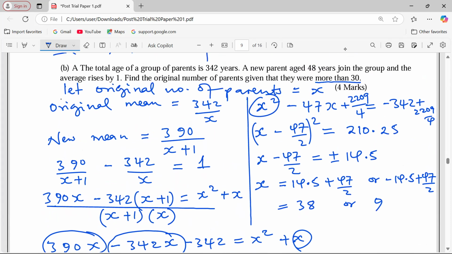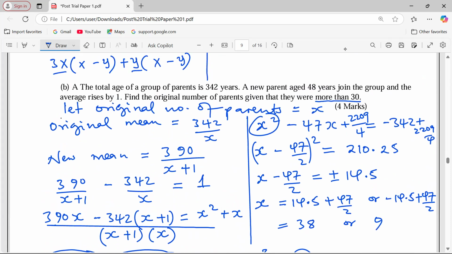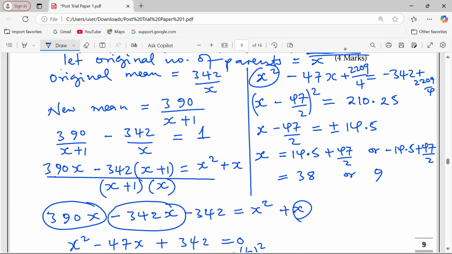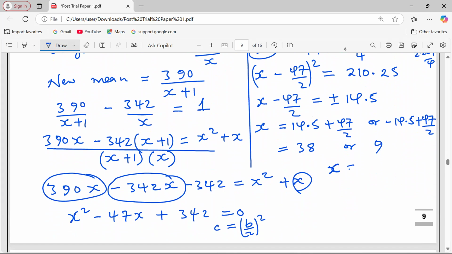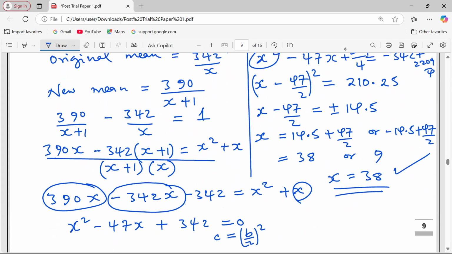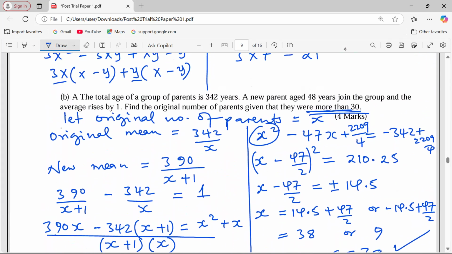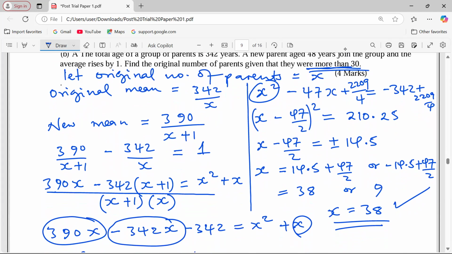Given that the parents were more than 30, this one was very key. So it means the parents were 38. Even if there is another possible value of x, according to our instructions it will not become an answer. So the final answer is exactly 38. So we have 38 parents originally.